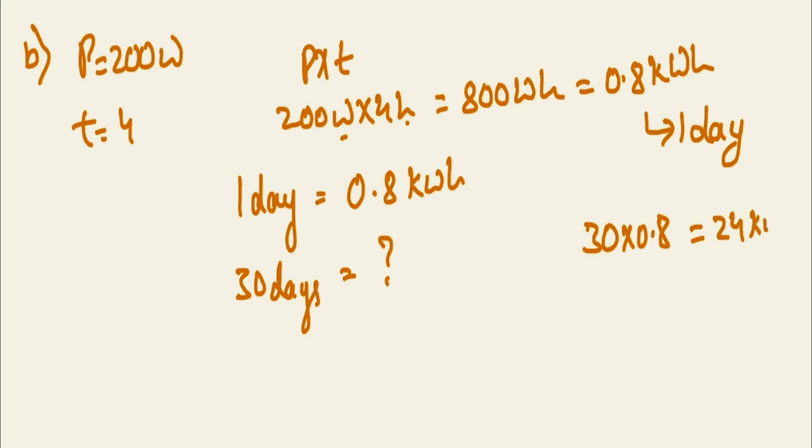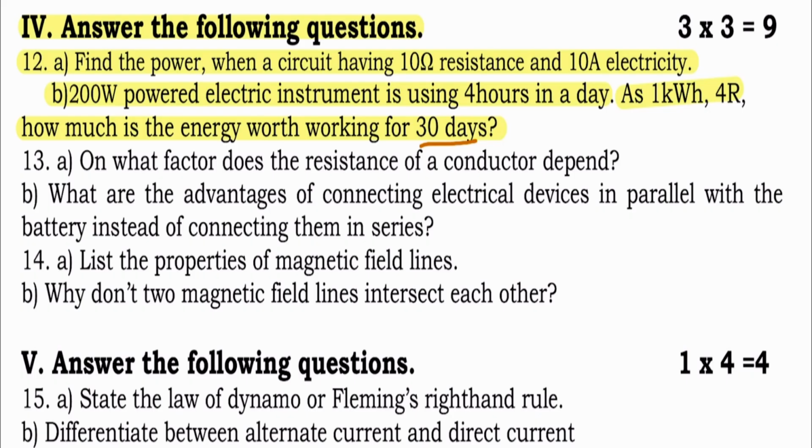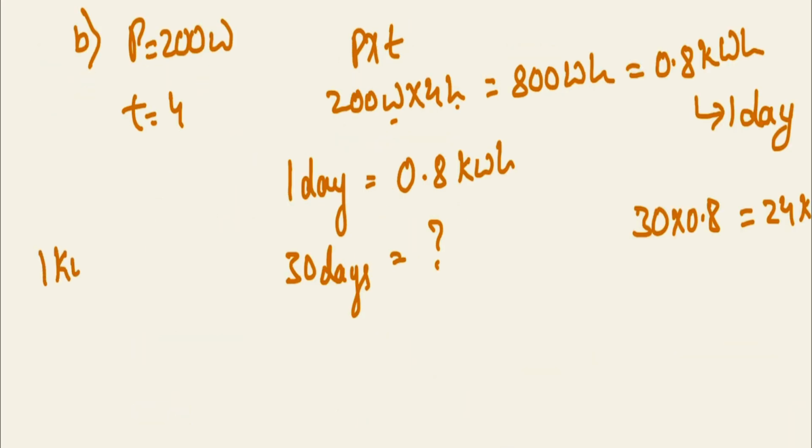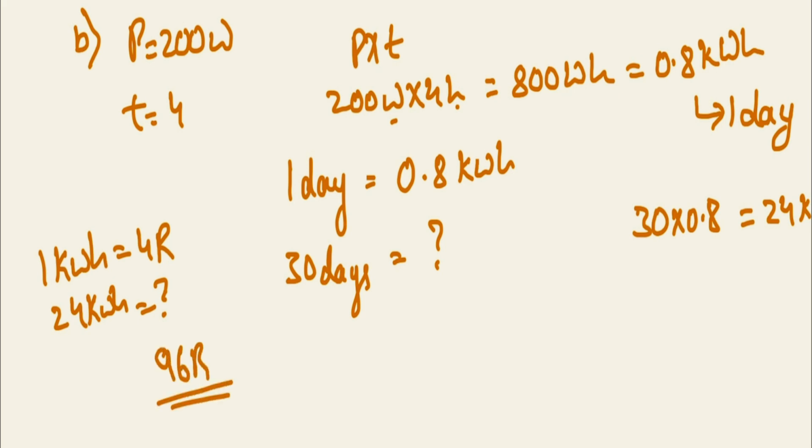24 kilowatt hour. And since, as they have given here, 1 kilowatt hour is equal to 4 hour, then what is for 24 kilowatt hour? Same method, cross multiplication, then we will get the answer as 96 hour. I think you understand this. Let's go to next question.